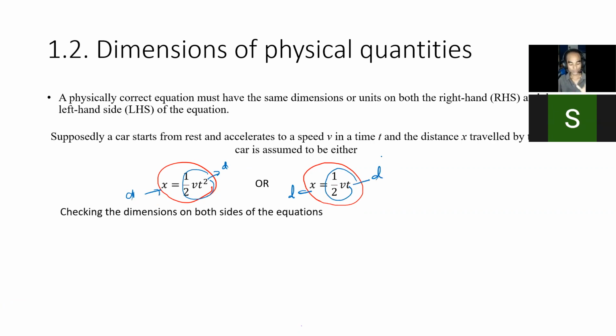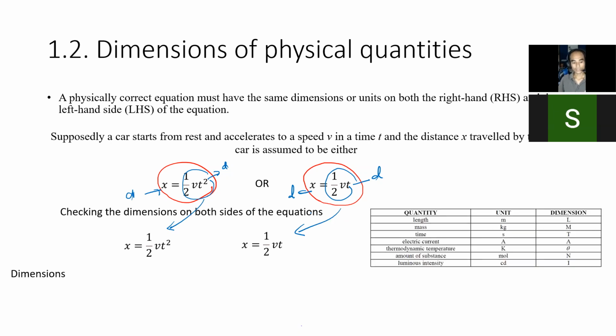Okay, so we want to check that. Take the left equation, x equals 1 over 2 vt squared. And one more, 1 over 2 vt without the t squared. The difference is only t squared, right?